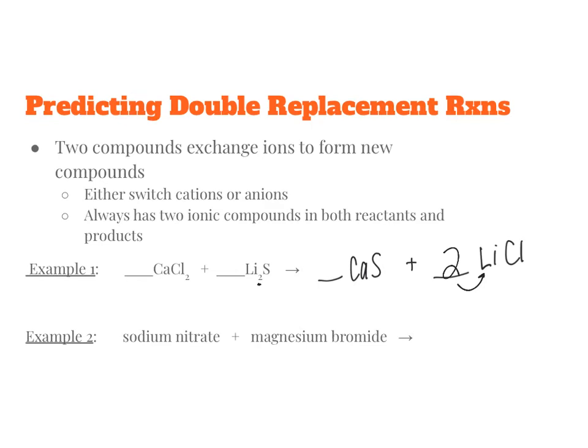Last but not least, sulfur. It looks like I have 1 sulfur on the left side and 1 sulfur on the right side. So that's balanced as well. Now it is a balanced chemical equation.